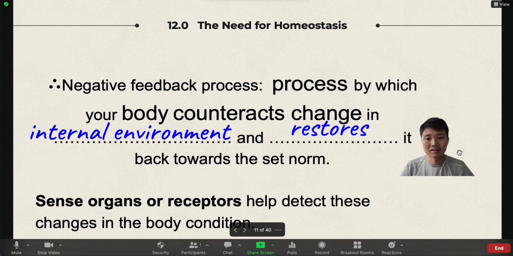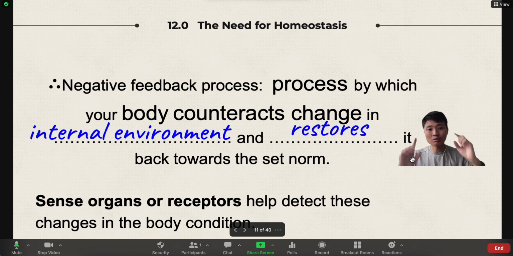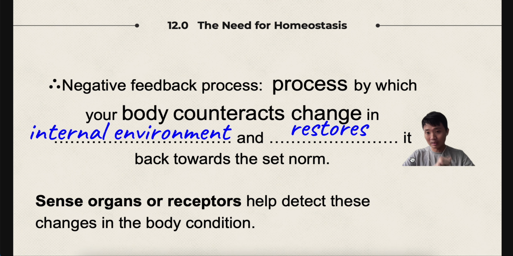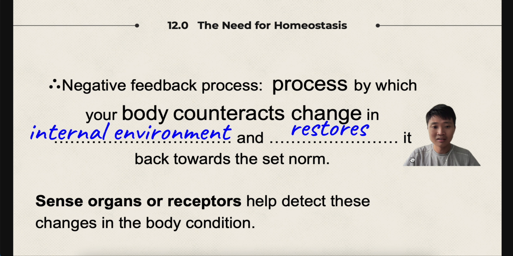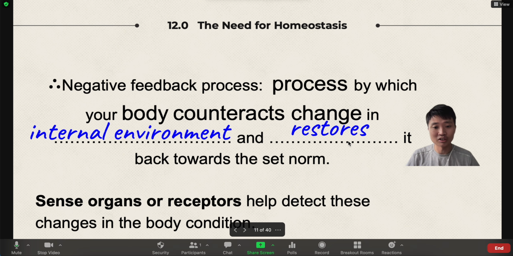So, your next key definition: the negative feedback process. We know stimulus already. The negative feedback process is the process by which your body counteracts change in the internal environment and restores it back towards the set norm. Need me to say it again? I don't know if there are too many new words. So the negative feedback process is the process by which your body counteracts change in the internal environment and restores it back to normal. If there is any deviation or change, the negative feedback process will change it back to normal. Sense organs or receptors will help to detect this change in the body condition.